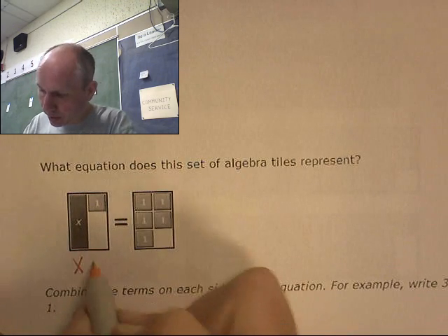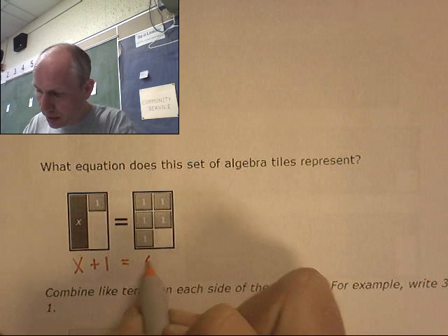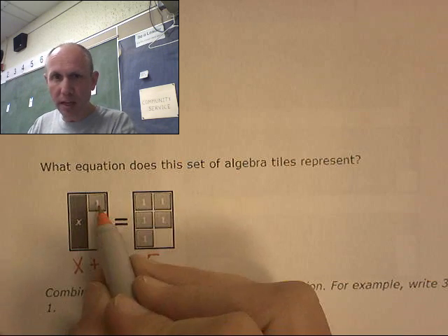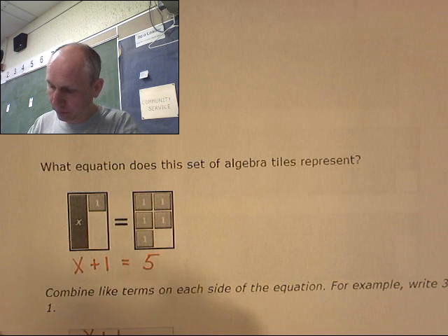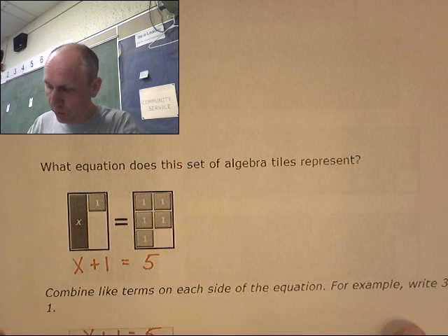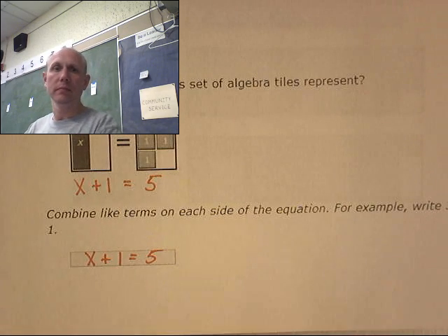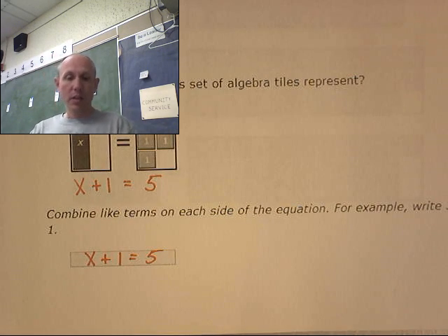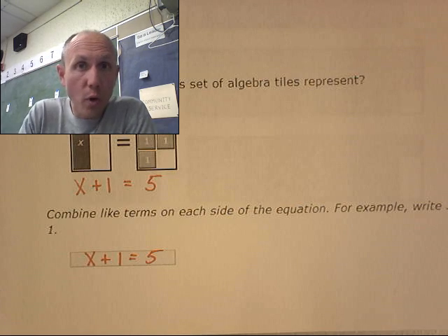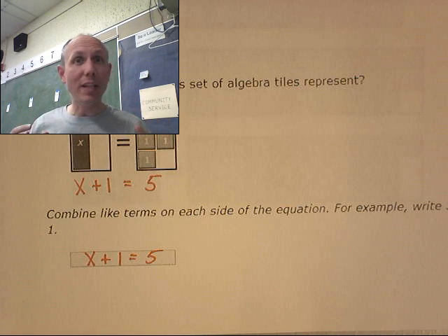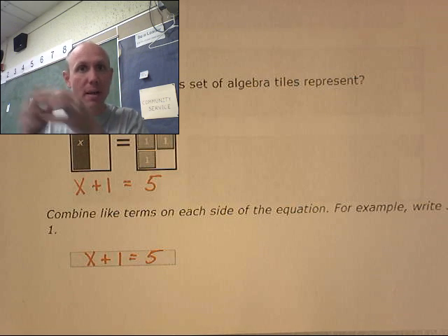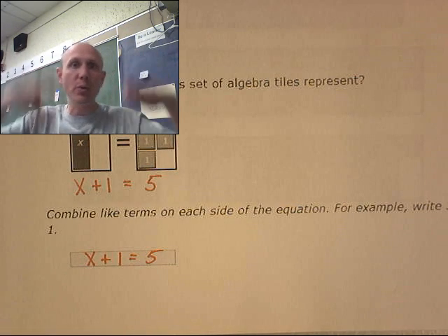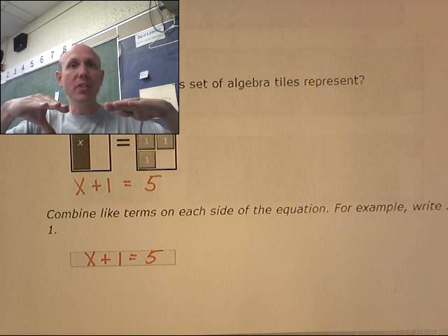It says I have an x plus a 1 equals a 5. I have an x block, I have a 1 block, and I have 5 blocks. So I want to really work on being able to visualize these equations as actual things, that x's are things, that the numbers are things. These are things that we can put onto a scale, and we have to keep the scale in balance.